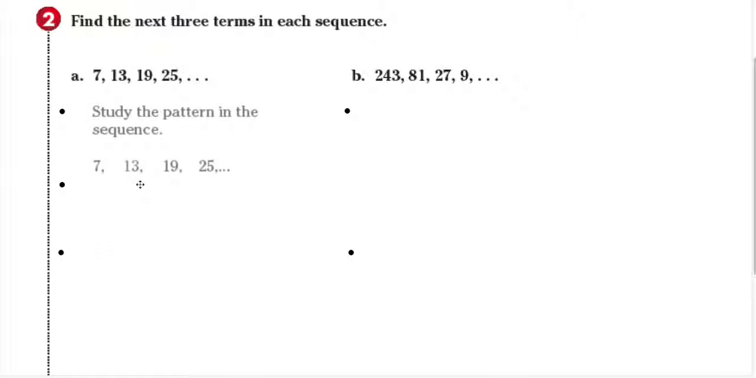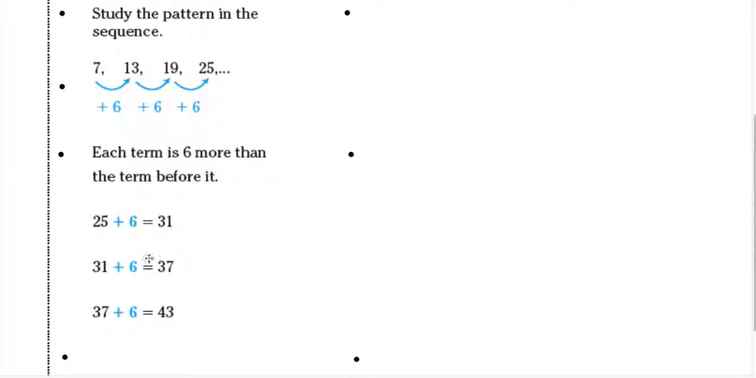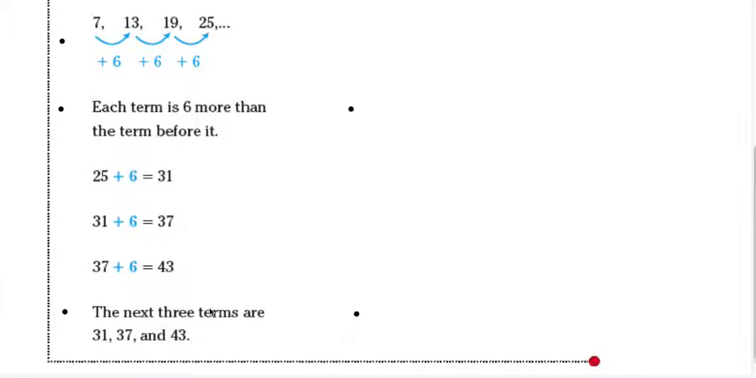Of course, we need to study the pattern in the sequence 7, 13, 19, and 25. We know for a fact that you add 6 every time you go to a new term. Each term is 6 more than the term above it, so we add 6 to 25, which gives us 31, add 6 to 31 to get 37, and add 6 to 37, which gives us 43. So the next three terms in this sequence are 31, 37, and 43.